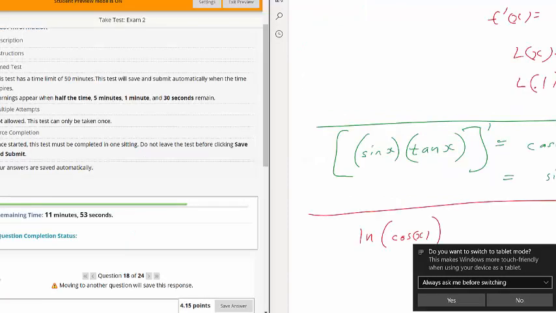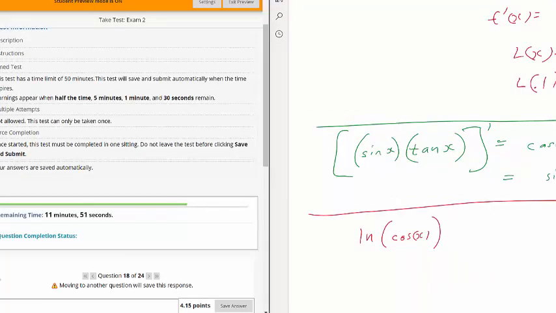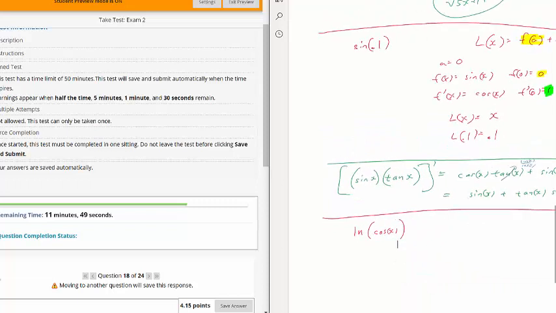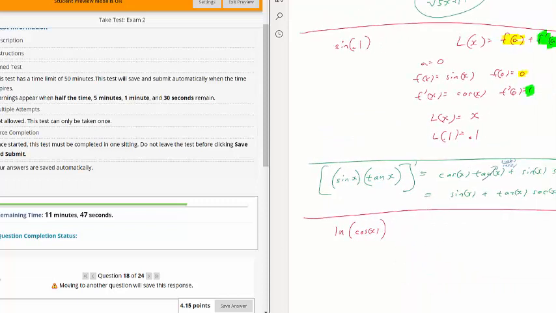I don't know why it just occurred to me that I could do this, but here we are. All right, so now this thing is covering up. Okay.